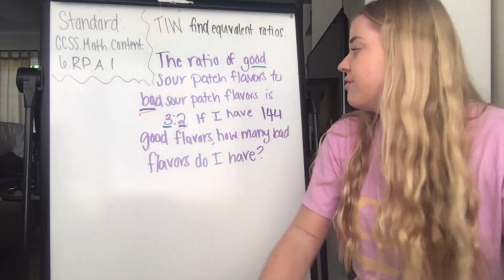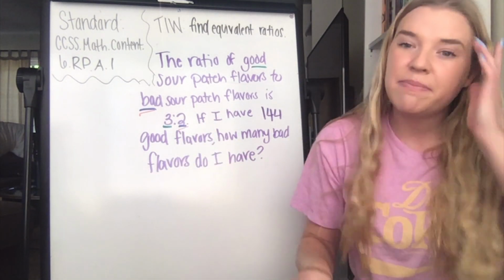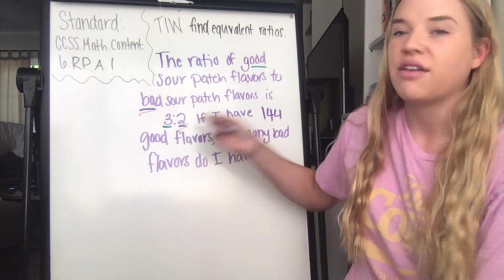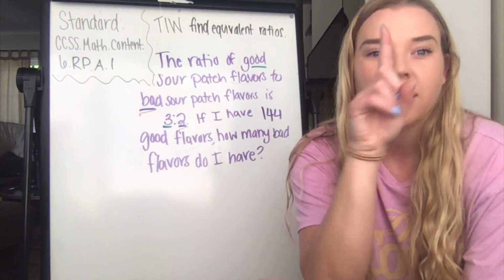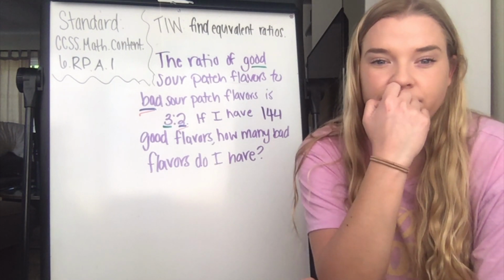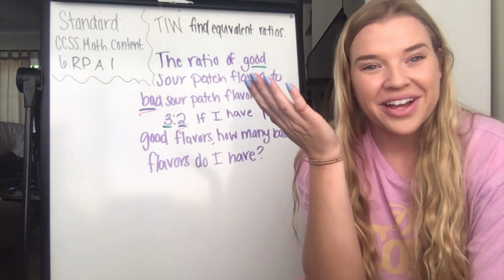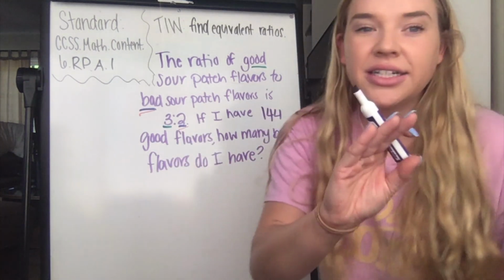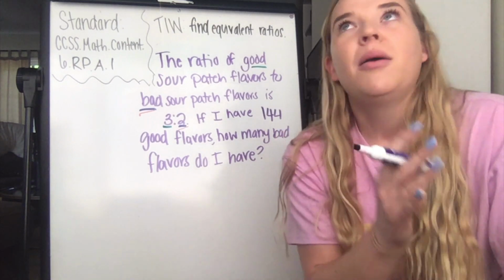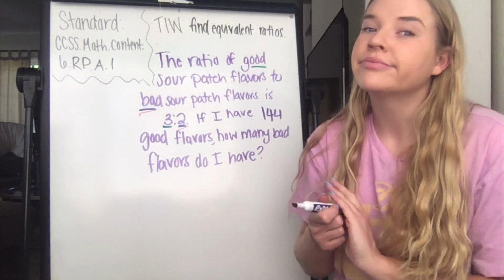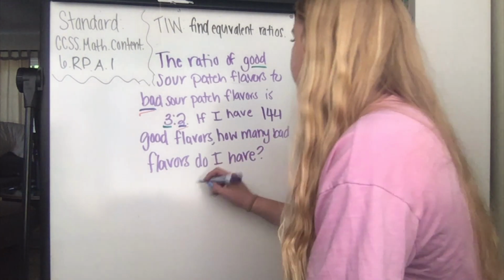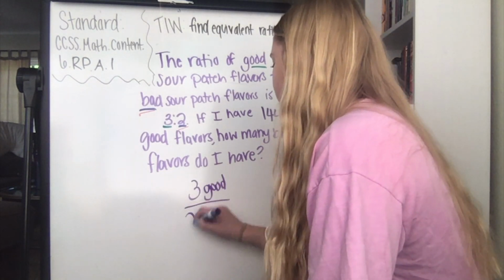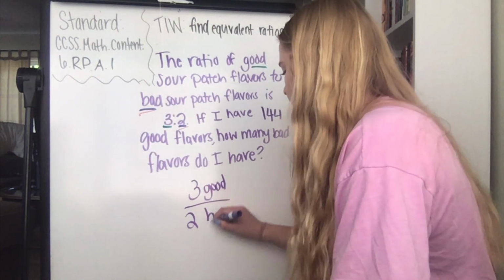If I have 144 good flavors, how many bad flavors do I have? Step 1, I want you to set this up as a fraction. Do it. Pause. Do that right now. Welcome. I hope you set that up as a fraction, and I hope your fraction looked like this, and I hope it's labeled. If it's not, pause it right now and label it. All right, so we have 3 good to 2 bad. Is that too low? No, you can still read that.